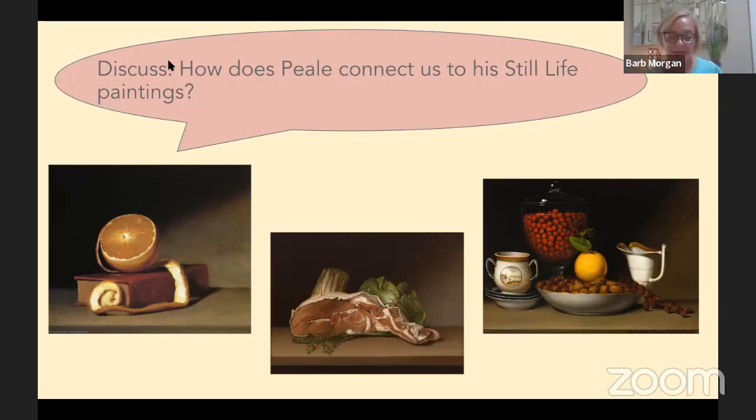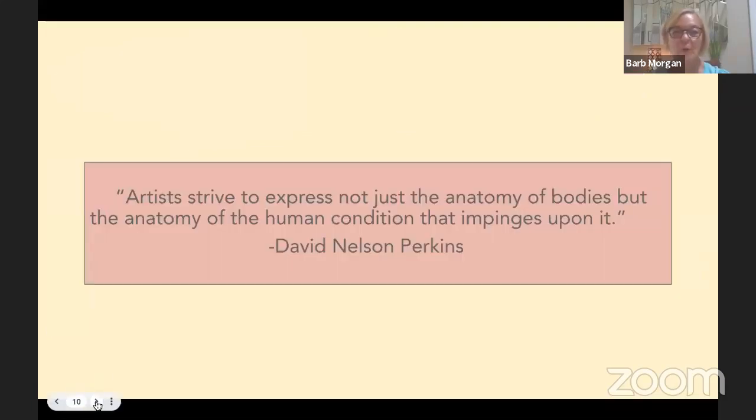So thanks. And transitioning to the next one, I have a quote by David Nelson Perkins, from his book The Intelligent Eye: Learning to Think by Looking at Art. In this book, I found this: artists strive to express not just the anatomy of bodies, but the anatomy of the human condition that impinges upon it. And boy, if that isn't what happens to us as we think about the art that we see.